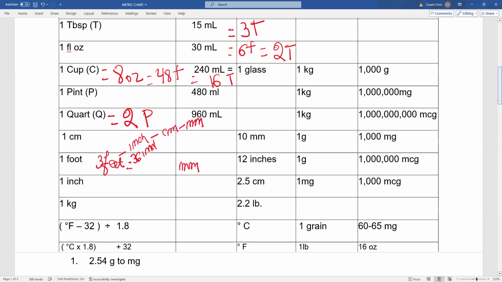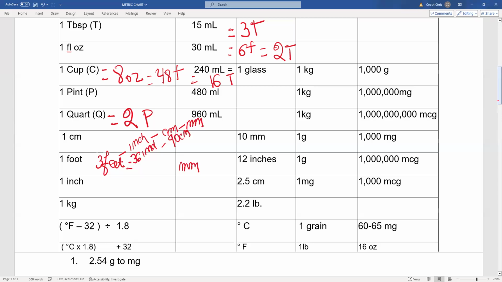So you know 1 inch equals 2.5 centimeters. So from inch to centimeter, you multiply by 2.5. So you got 36, you multiply that by 2.5. You have now 90 centimeters.